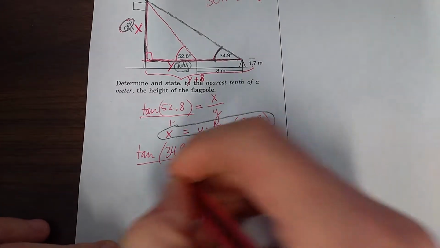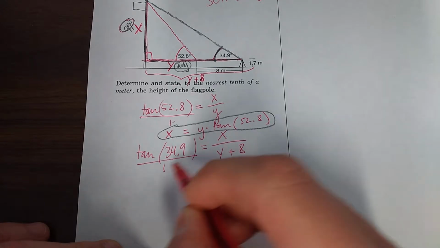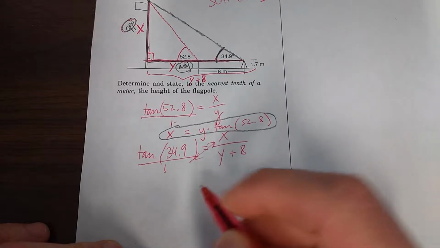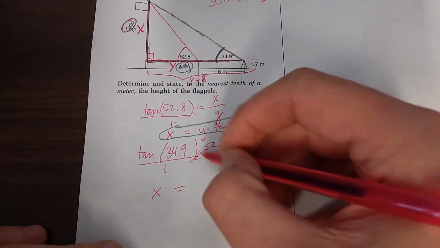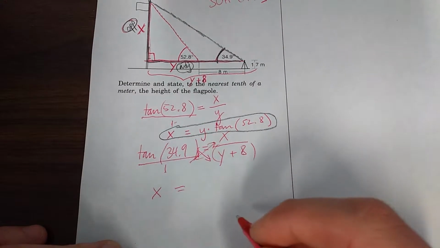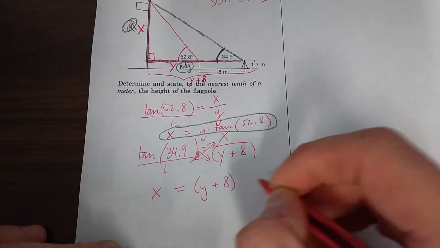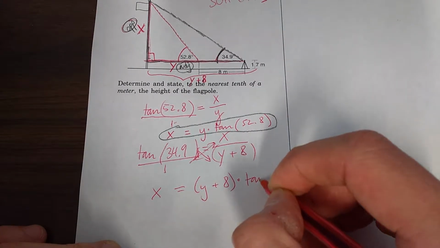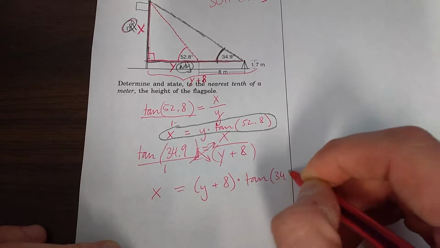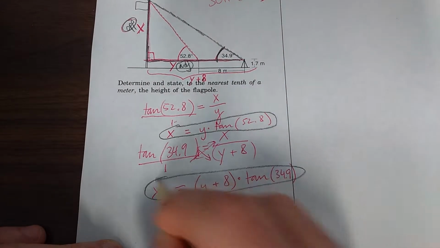Here we're going to do the same thing. We're going to put this over 1, and then cross multiply. So we got 1 times X is just X. And then here we've got Y plus 8 times tangent of 34.9. And I'm going to circle this equation too.